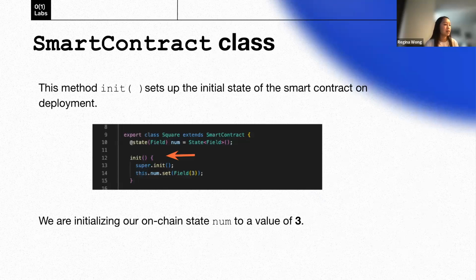So in the smart contract, we're going to start out with an init method, and this will set up the initial state of the smart contract once we deploy it. So you can see we have init, and then we're setting the on-chain state called num to 3, which has the Field type 3. And this might be super new to everyone, but we'll get a little bit more familiar over time. But this is an example, or taste, of what O1JS looks like.